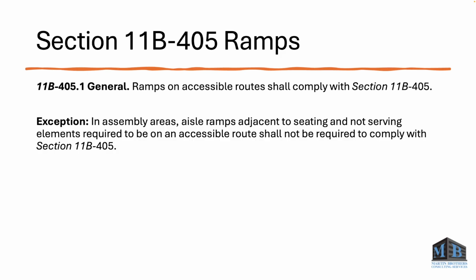11B405.1 general. Ramps on accessible routes shall comply with 11B405. There's an exception. In assembly areas, aisle ramps adjacent to seating and not serving elements required to be on an accessible route shall not be required to comply with 11B405. Aisle ramps can be pretty cramped.